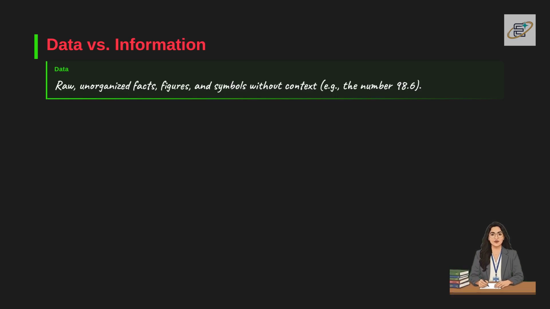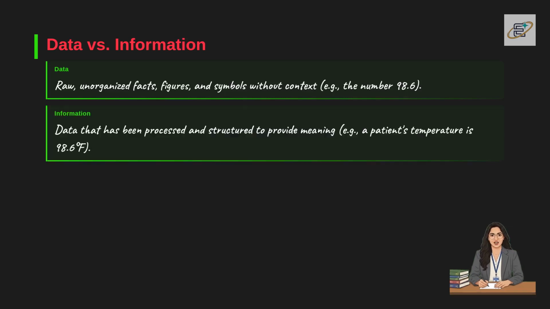Is it a test score? Is it a radio station? We simply do not know yet. Now, let us look at information. Information is data that has been processed, organized, and structured to give it meaning and context. If I tell you 98.6 is a patient's body temperature in Fahrenheit, suddenly that raw number becomes valuable information. As a data analyst, your primary job is to take raw, messy data and transform it into clear, actionable information that decision makers can actually use to drive their business forward.